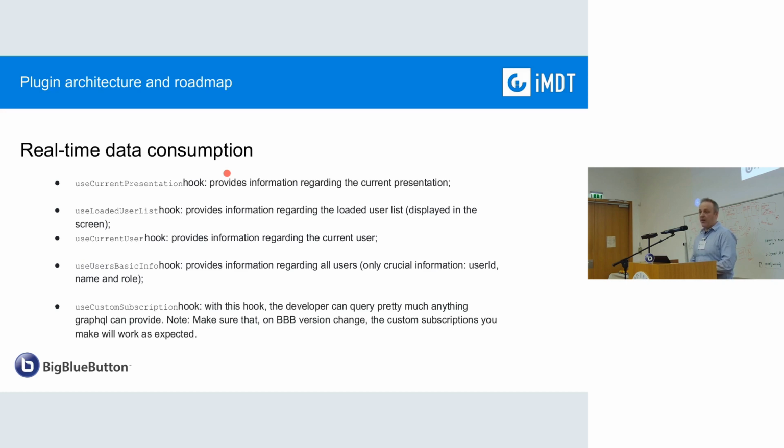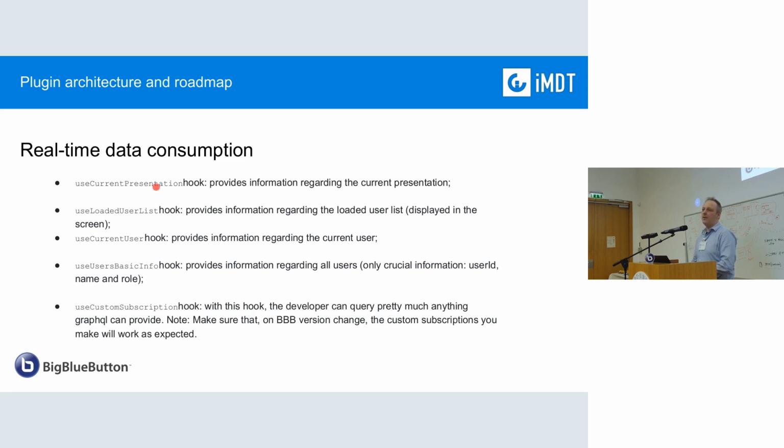But we also have real-time data consumption. Basically the plugin can observe what is happening in the meeting, and based on this, it can do something that can be extending the UI, or even, as I'm going to show in the next slide, sending data to other participants through the data channel of the plugin. So here is the data consumption that we have. There is the use current presentation.